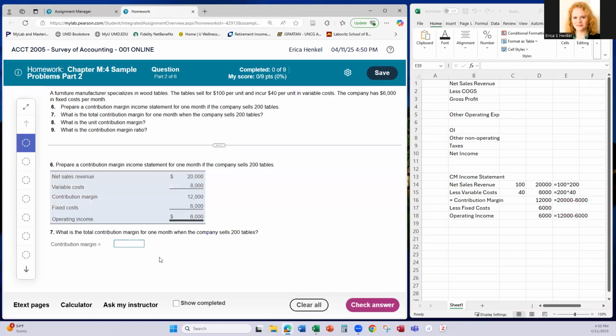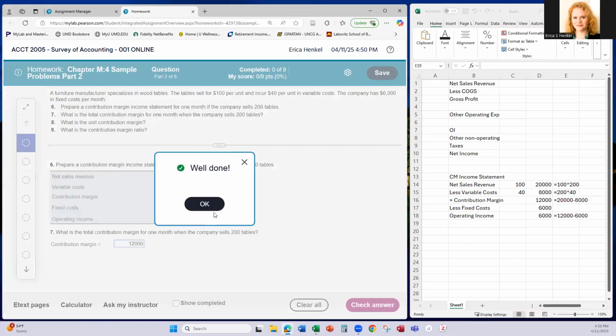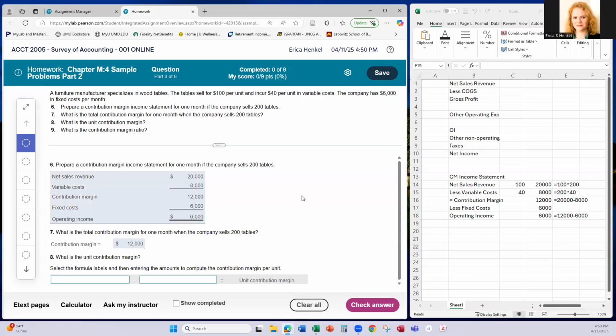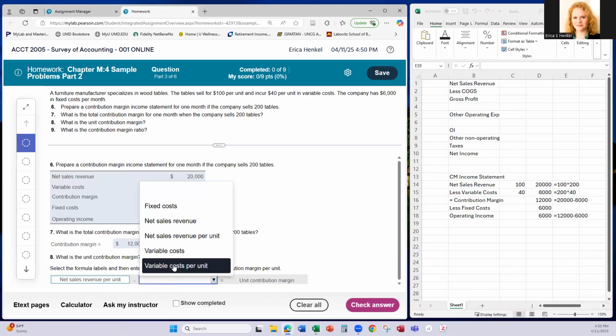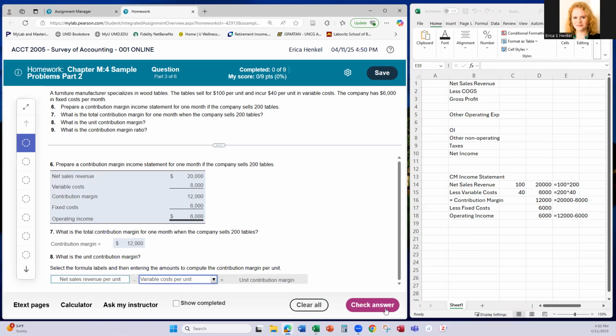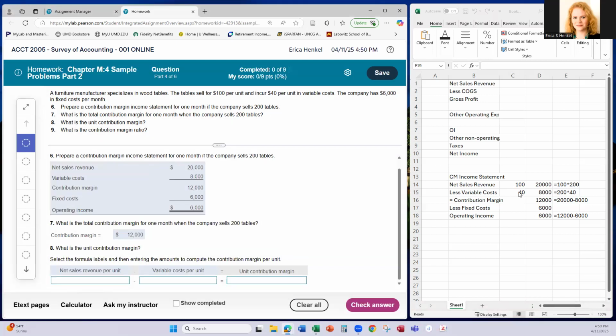All right, so what is the total contribution margin for 1 month when the company sells 200 tables? Well, we calculated that right here. It's $12,000. And the next question they're asking is, what is our unit contribution margin? Well, we're going to take our net sales revenue per unit here, which is $100, and we are going to subtract our variable cost per unit to get to the unit contribution margin. So here 100 minus 40 is $60 in contribution margin per unit.